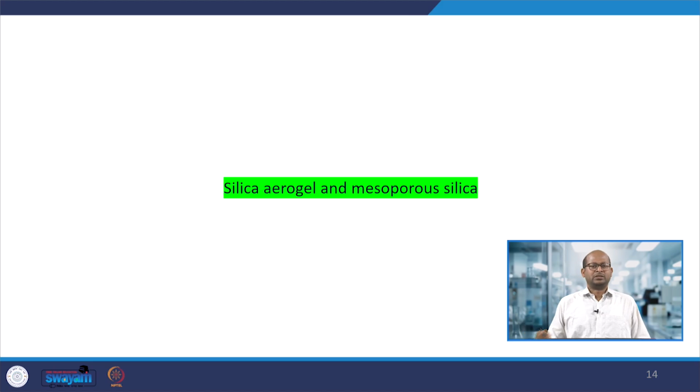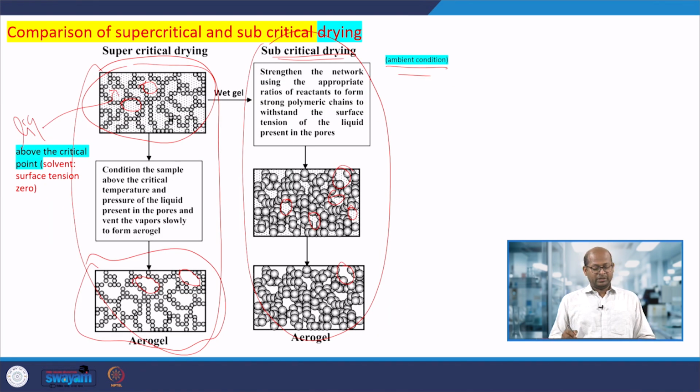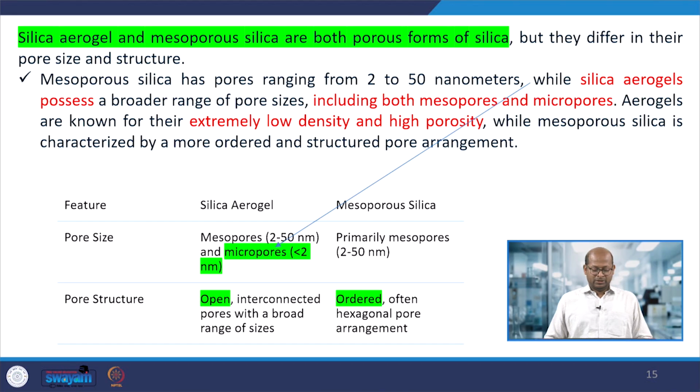As a result, the structures are a little bit different, meaning various pores, and micropores would also be present in this type of silica aerogel. So how is silica aerogel different from mesoporous silica? Mesoporous silica we can also prepare with these sol-gel methods. Silica aerogels we can also prepare by the sol-gel method, but here for drying we have to use supercritical drying. Here you can see the basic difference between silica aerogels and mesoporous silica.